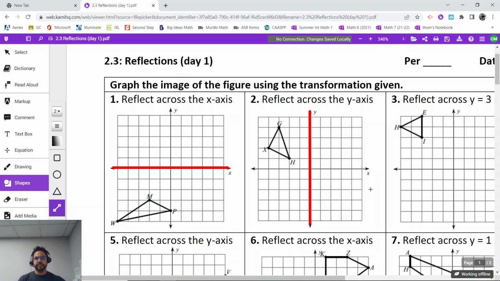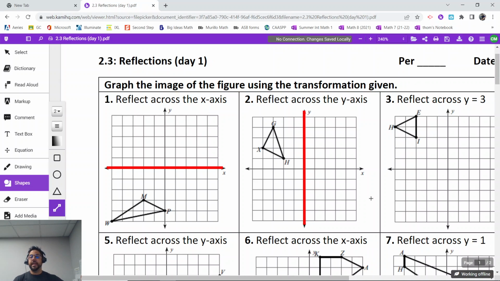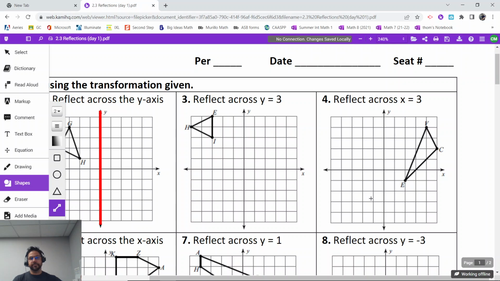Checking both sides. Some of you got them. Looking at 5 and 6 and so on. All right, then we're going to look at the next level, which again is the ones that have y equals numbers. So again, we're just kind of doing the pre-work, if you will. So let's see, on number 3, it says reflect across y equals 3.